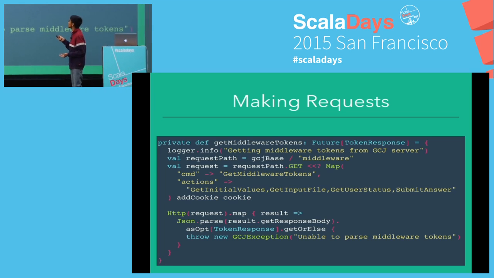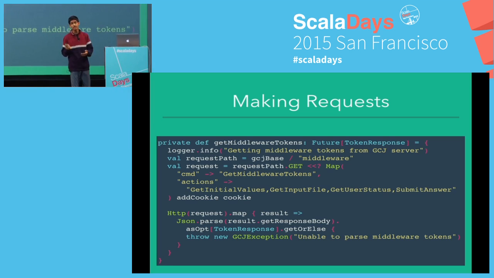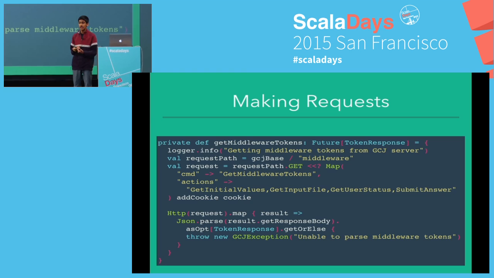So I take whatever my GCJ base is, and I take the path underneath that called middleware. I make a request to this. I make a GET request with a few query parameters, and I add the Google cookie that I got from the JavaFX web view. Now I make an HTTP request to this, I parse it with play-json, and I get it as an option of TokenResponse, which contains all of the data from that JSON result. And if I can't parse it, I throw an exception, which then gets logged as an error within SBT.